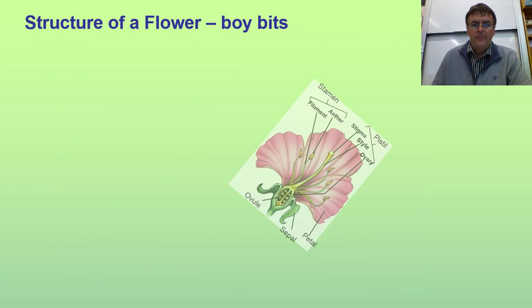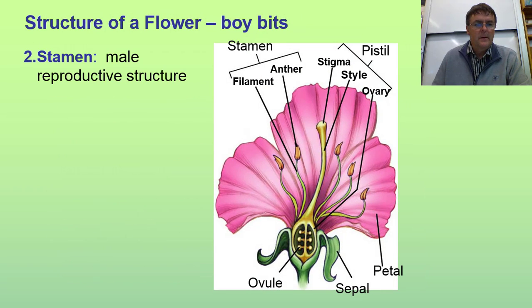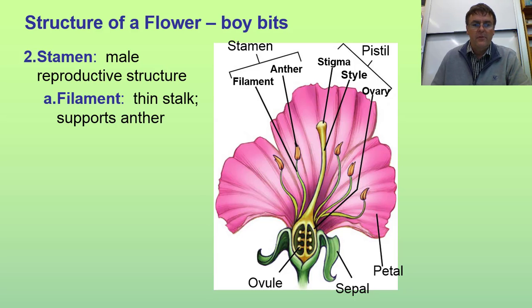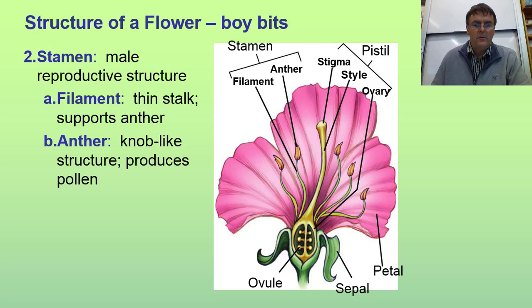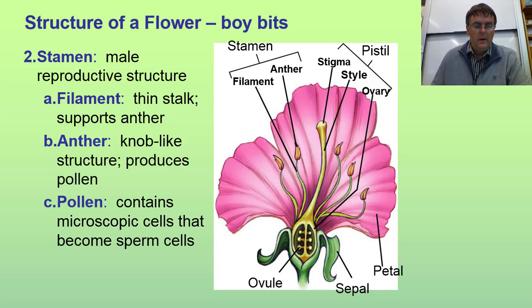Now the boy bits, our stamen. It's the whole male bit. The filament supports the anther, and the anther is a knobby part on the top where the pollen is made. Pollen is basically plant sperm. Those people who are allergic to pollen, who get hay fever, you have an allergic reaction to plant sperm getting up your nose.